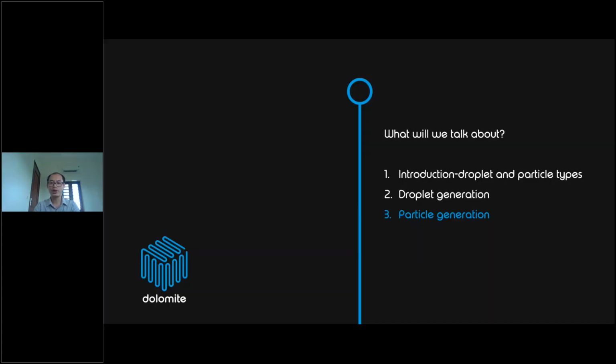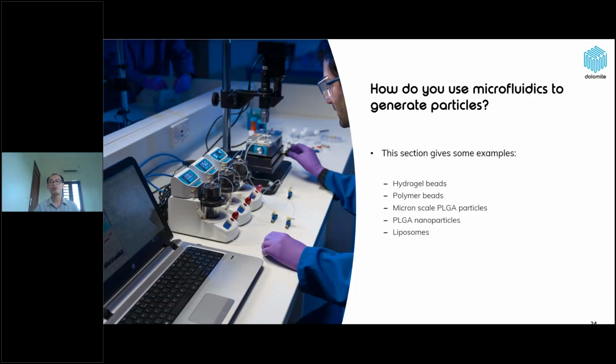For particle generation, we will learn how we use microfluidics to generate particles. To better understand how we do this with microfluidics, we will give some examples for this section, for example, hydrogel, polymer microscale particles, PLGA nanoparticles and liposomes.